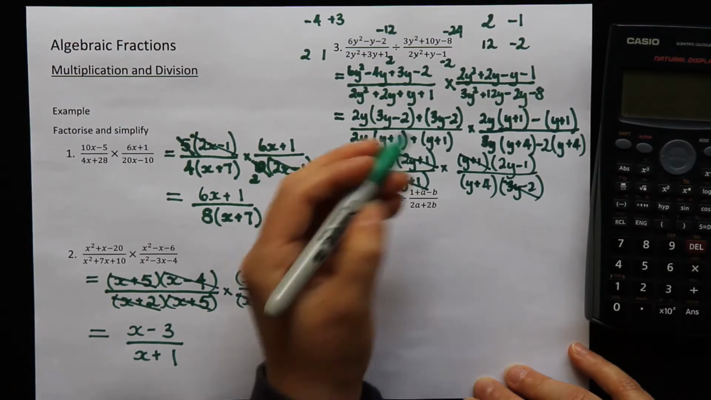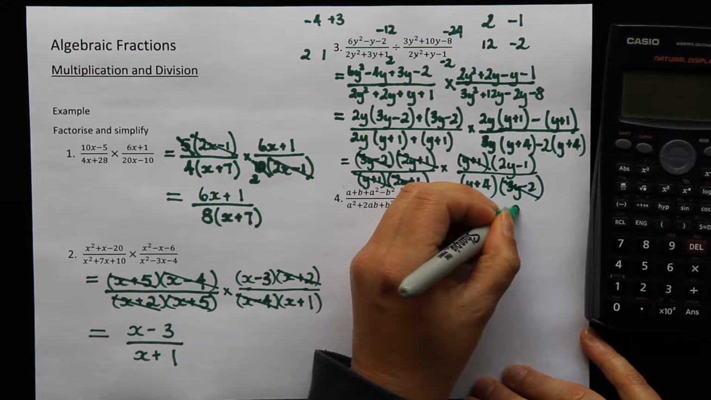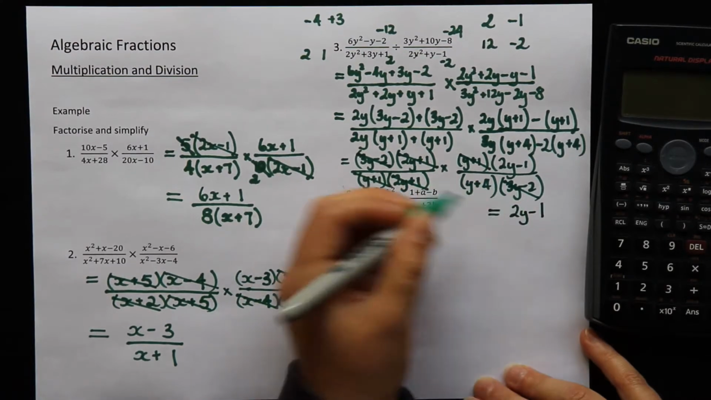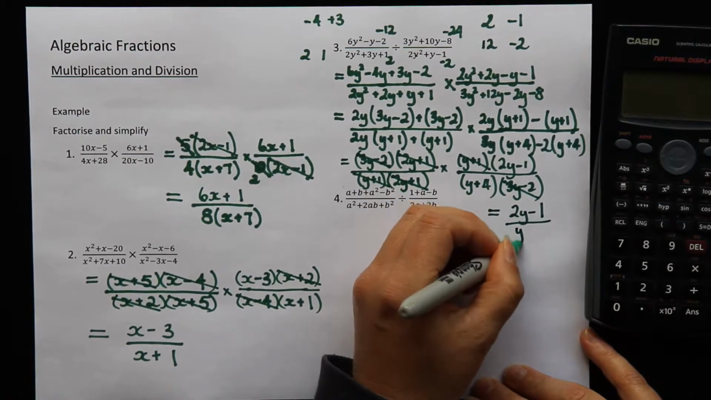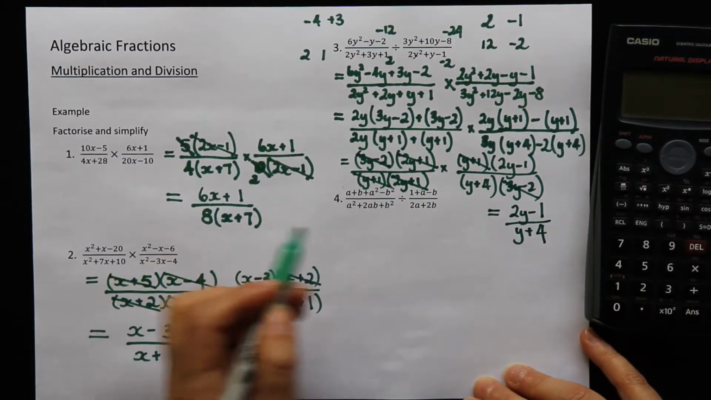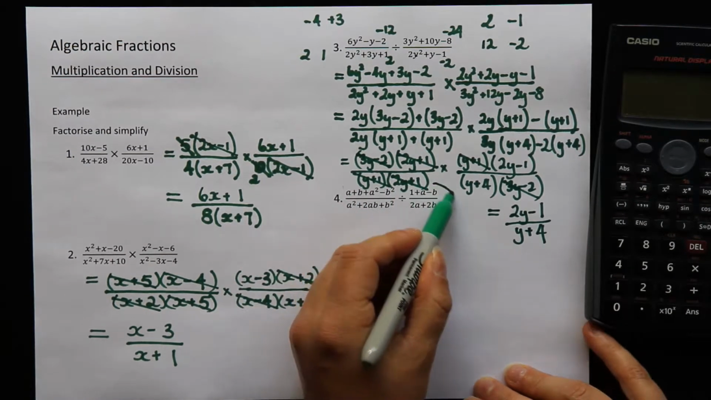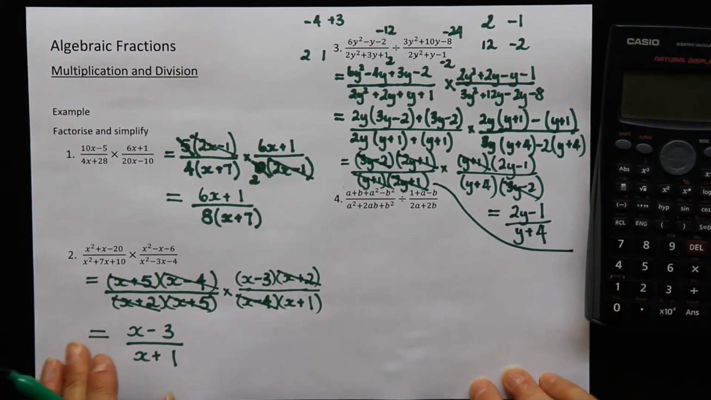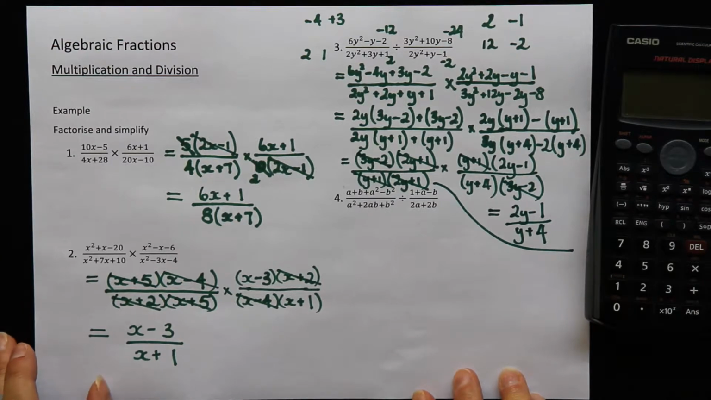And all that's left is 2y minus 1 over y plus 4. Alright, that was a bit bigger than the space I provided there, so hopefully you can squash that in. Okay, that was a big question with lots of hard factorising, so that was really testing your ability to factorise those harder trinomials.